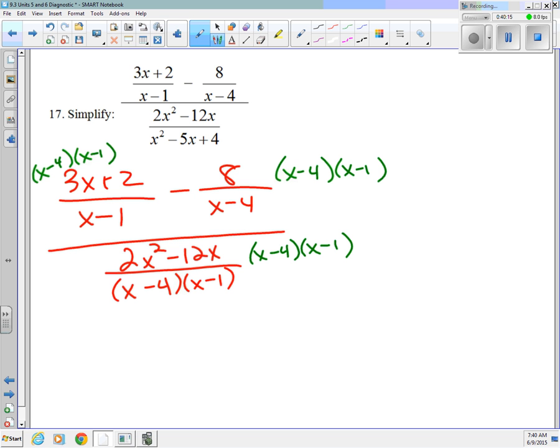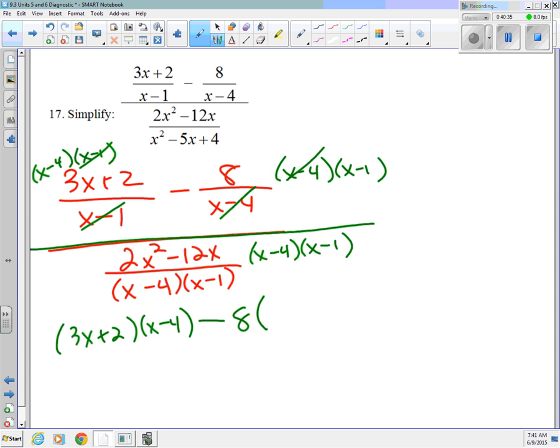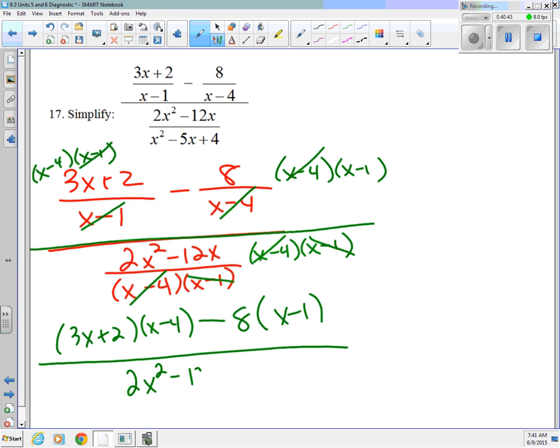I can zap out the baby denominators by doing this. And by the way, I'm keeping the fraction the same because I'm doing this multiplication to the numerator and the denominator of the big fraction. So I'm going to cross out my x minus 1. So I get 3x plus 2 times x minus 4 in parentheses minus the x minus 4's cancel here. So I get 8 times x minus 1 all over the x minus 4's and the x minus 1's cancel. And I get 2x squared minus 12x.